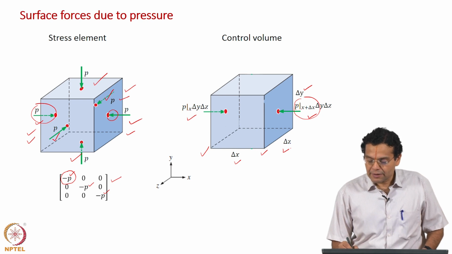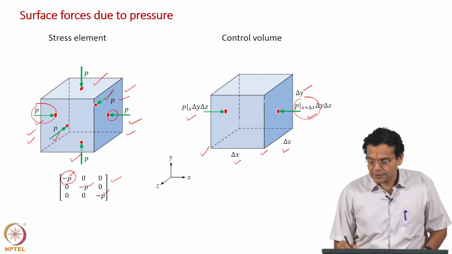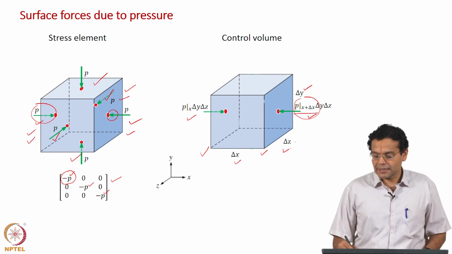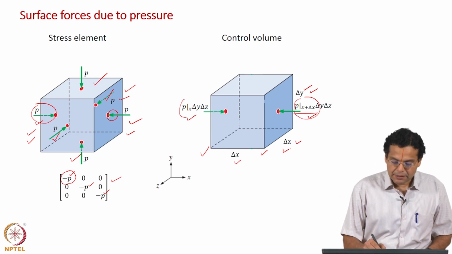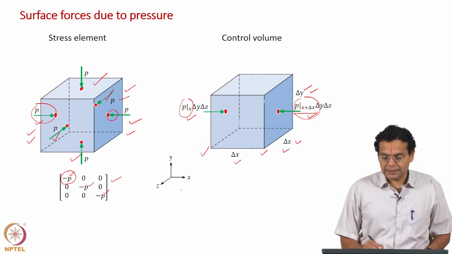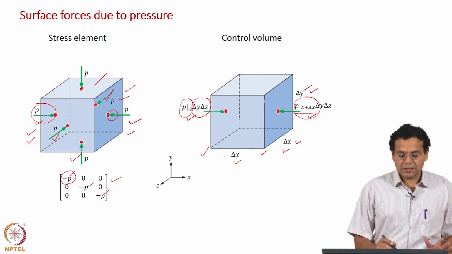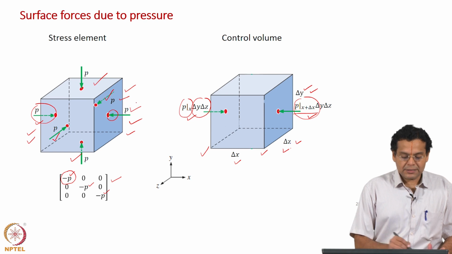So, here when I write this expression, it is pressure evaluated at x plus delta x, of course multiplied by area, this is delta y delta z. On the left hand side it is pressure evaluated at x multiplied by the area delta y delta z. So, it clearly distinguishes how you represent a stress element.